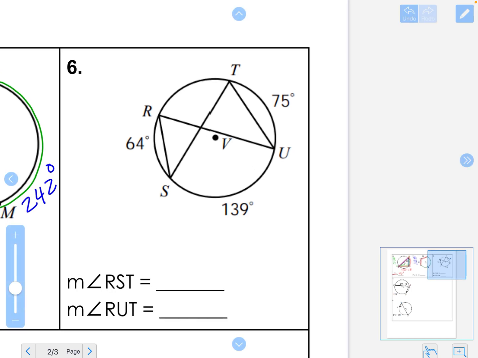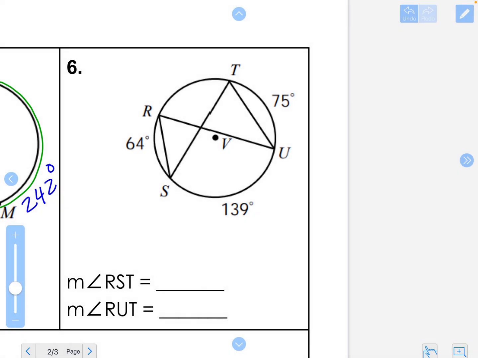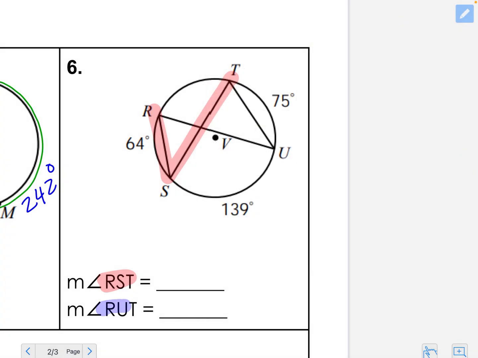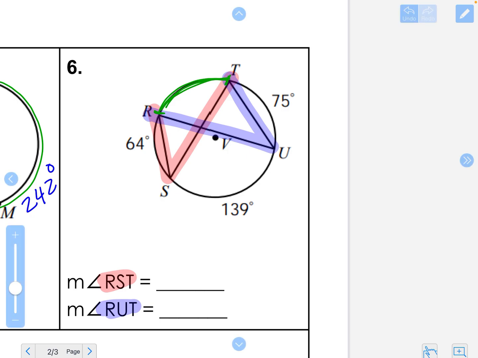All right, so here's our other rule that we were looking at. So we want to know angle RST, and we want to know angle RUT. So what we notice very quickly is that RST and RUT both intercept the same arc. They both intercept arc RT. So what we need to do is try to figure out the measure of arc RT.